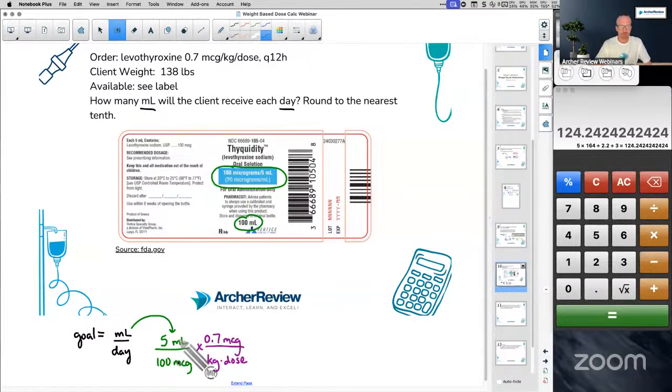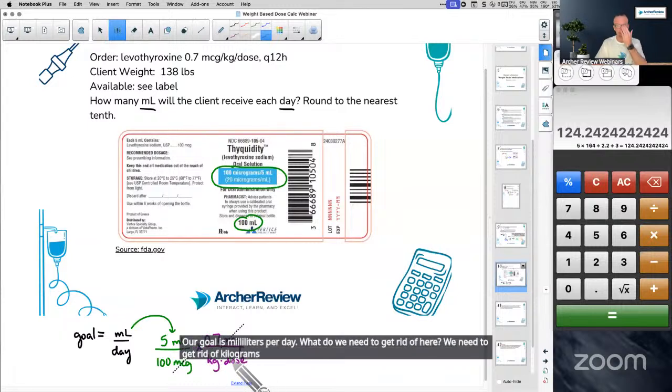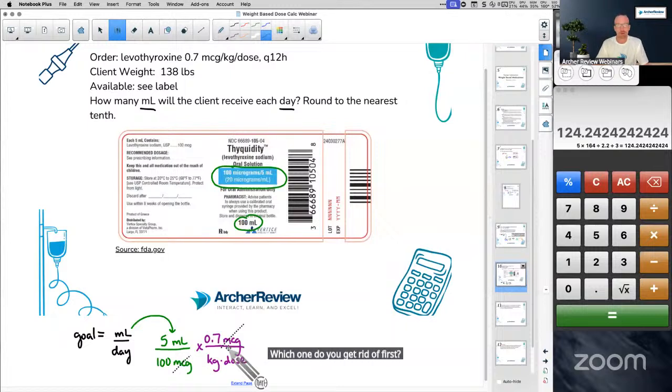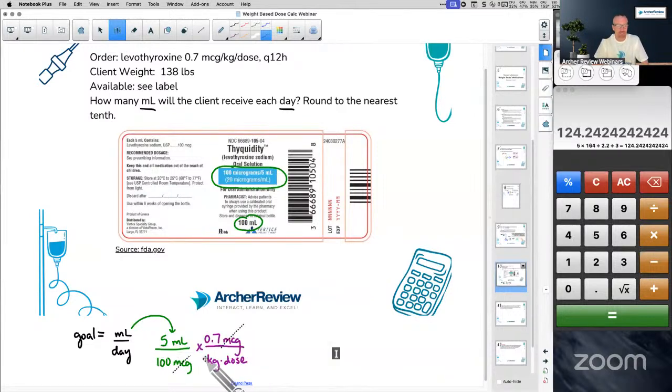So what are we going to do here? Micrograms, we got rid of them. Our goal is milliliters per day. What do we need to get rid of here? We need to get rid of kilograms and we need to get rid of dose. Which one do you get rid of first? Doesn't matter. As long as you get rid of both of them, it does not matter which one you get rid of first. I'm just going to get rid of kilograms because that's the one that's written first down here.